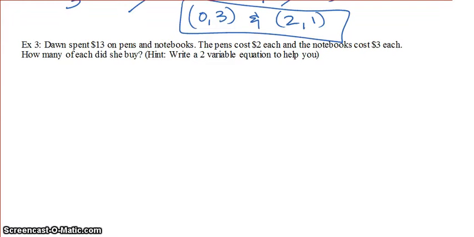So I'm going to say that X is going to equal my number of pens. X equals number of pens. Always good to define your variable. And Y equals number of notebooks.